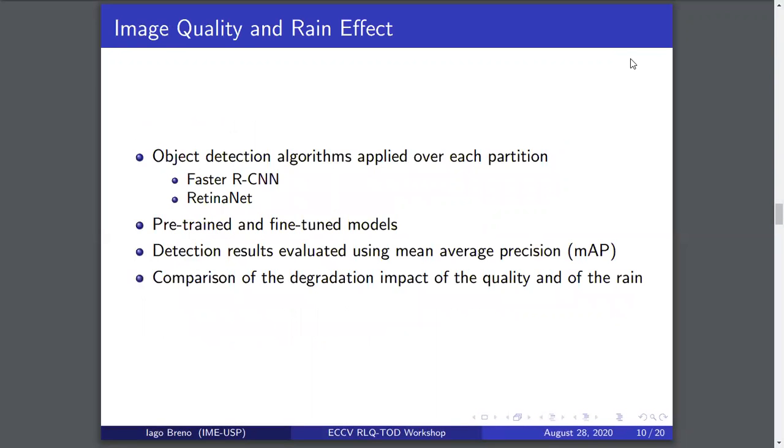Using the proposed dataset, we applied Faster R-CNN and RetinaNet over each partition in two perspectives, pre-training and fine-tuning. The results were evaluated using mAP, and with that, we could draw comparisons of the impact of the degradation caused by the factors.